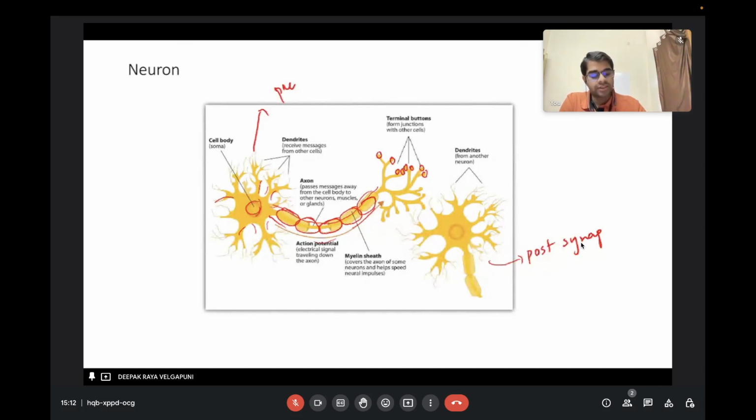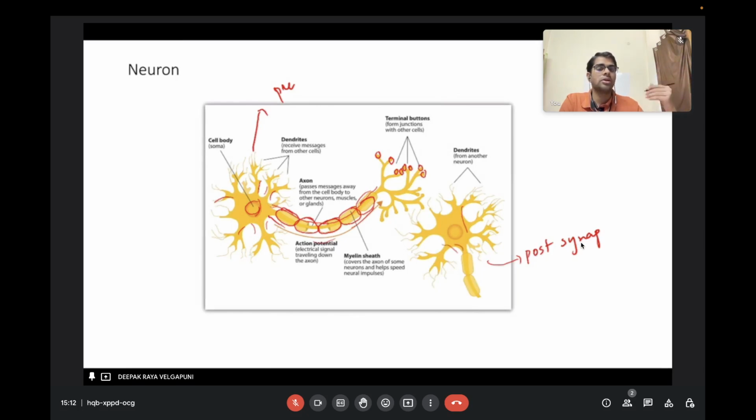So dendrites receive message from other cells. They integrate at the soma and pass on. When they create an action potential, it passes on through the axon, reaching the ends of this neuron called terminal buttons. From there, they communicate the signal to the next neuron.